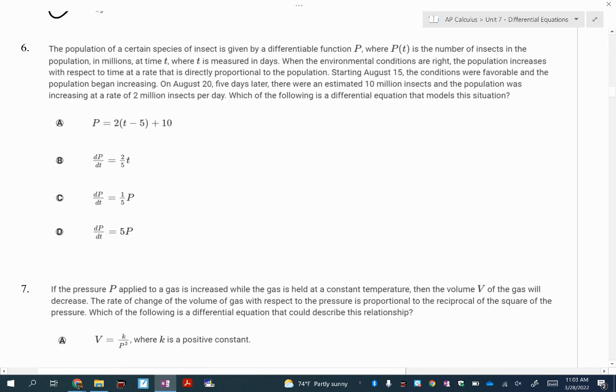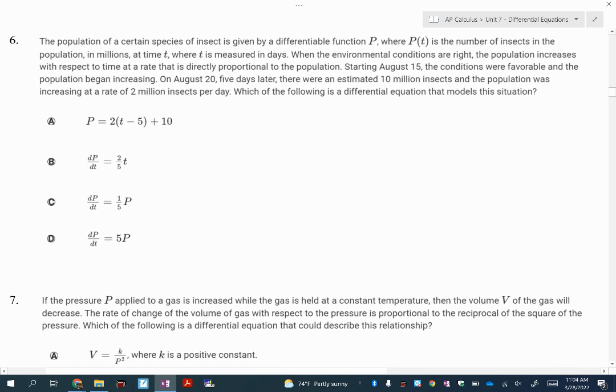Let's go to 6, three more on this part. Number 6. We've got a population of a certain species of insect given by the differentiable function P, where P of t is the number of insects in the population at a time t measured in days. When the environmental conditions are right, the population increases with respect to time at a rate that is directly proportional to the population. So essentially, I'm looking at this first.